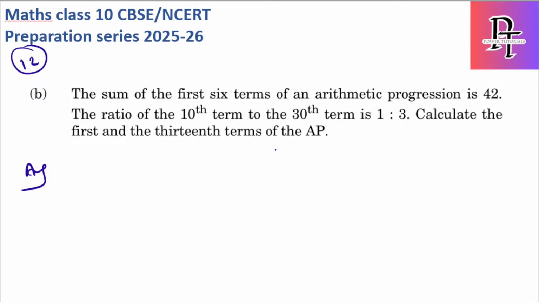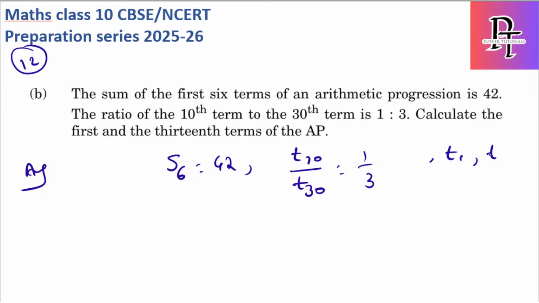Sum of 6 terms of an arithmetic progression. S6 they have provided: the sum of 6 terms of the arithmetic progression is 42. The ratio of the 10th term to the 30th term, T10 by T30, is 1 by 3. Calculate the first and 13th term. So we need to find T1 and T13. I think this is also a 5 marks question, so every step is important for higher marking questions, because for each step they will give 1 or 2 marks. Step marking is very important.